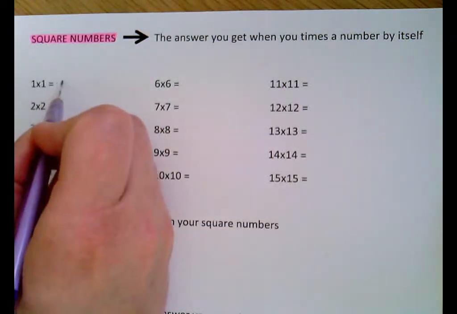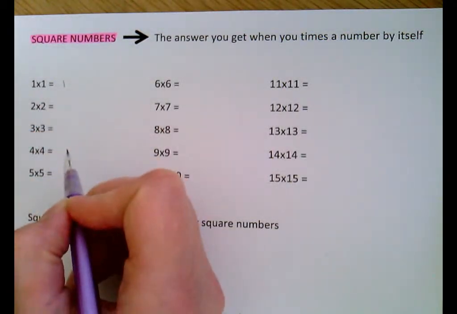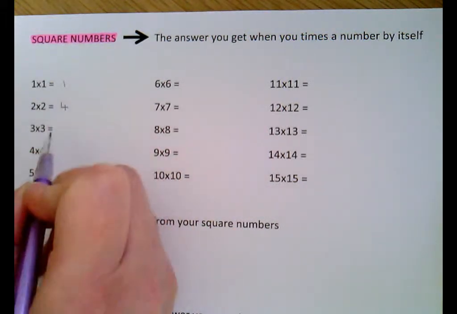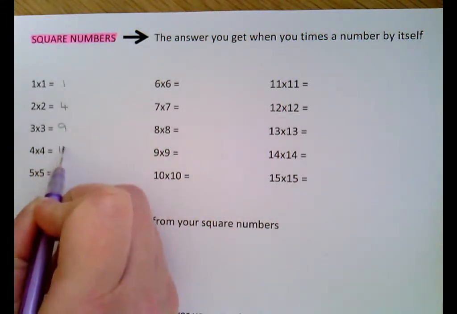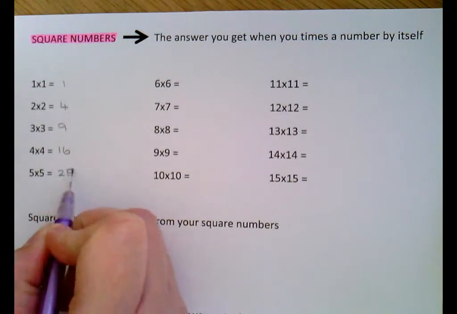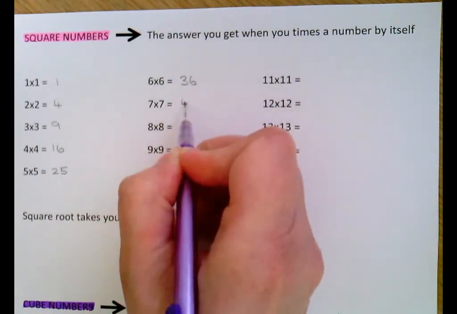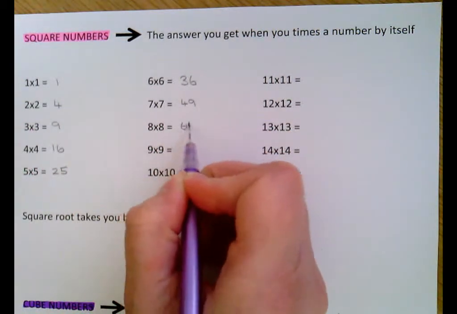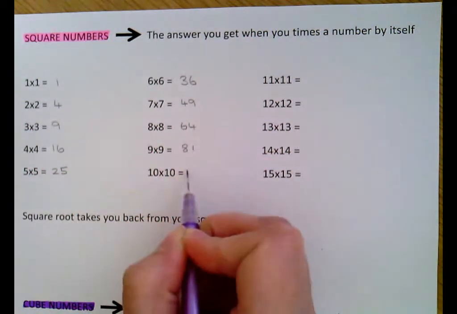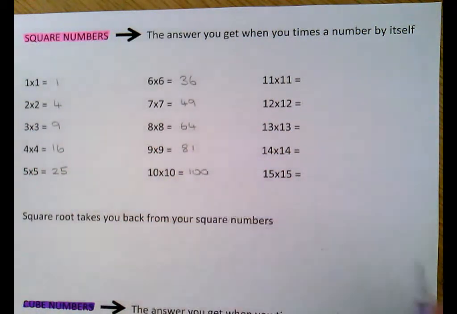So 1 times 1 gets you 1, so that's your first square number. 2 2s are 4, 3 3s are 9, 4 4s are 16, 5 5s are 25. Then 6 6s are 36, 7 7s are 49, 8 8s are 64, 9 9s are 81, 10 10s are 100.